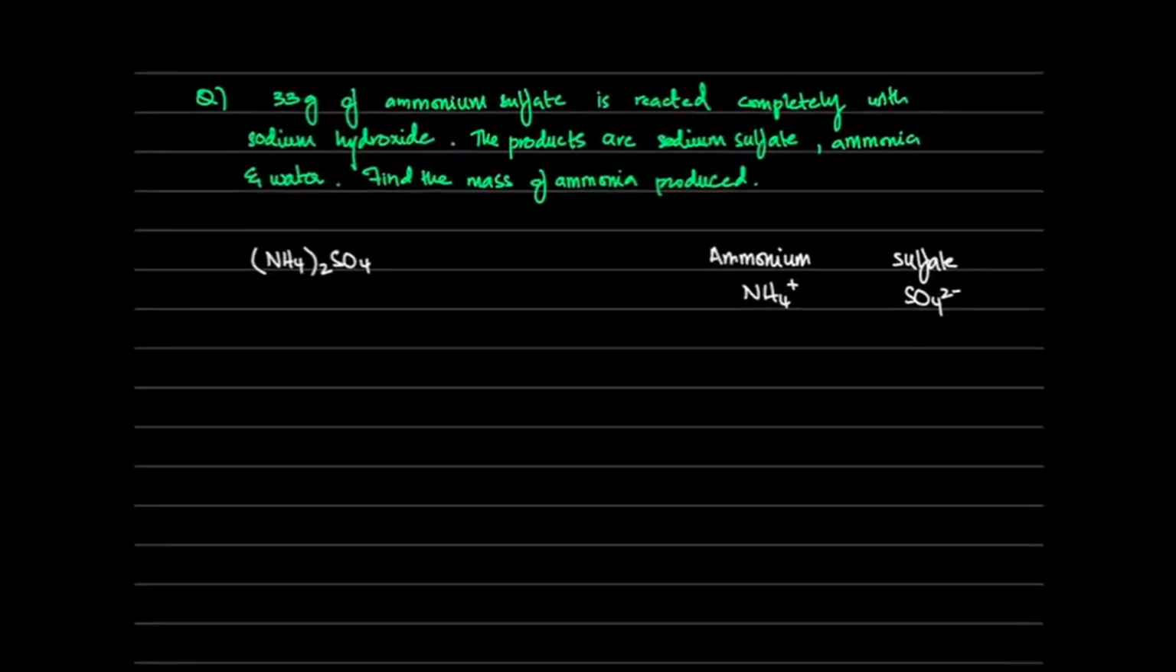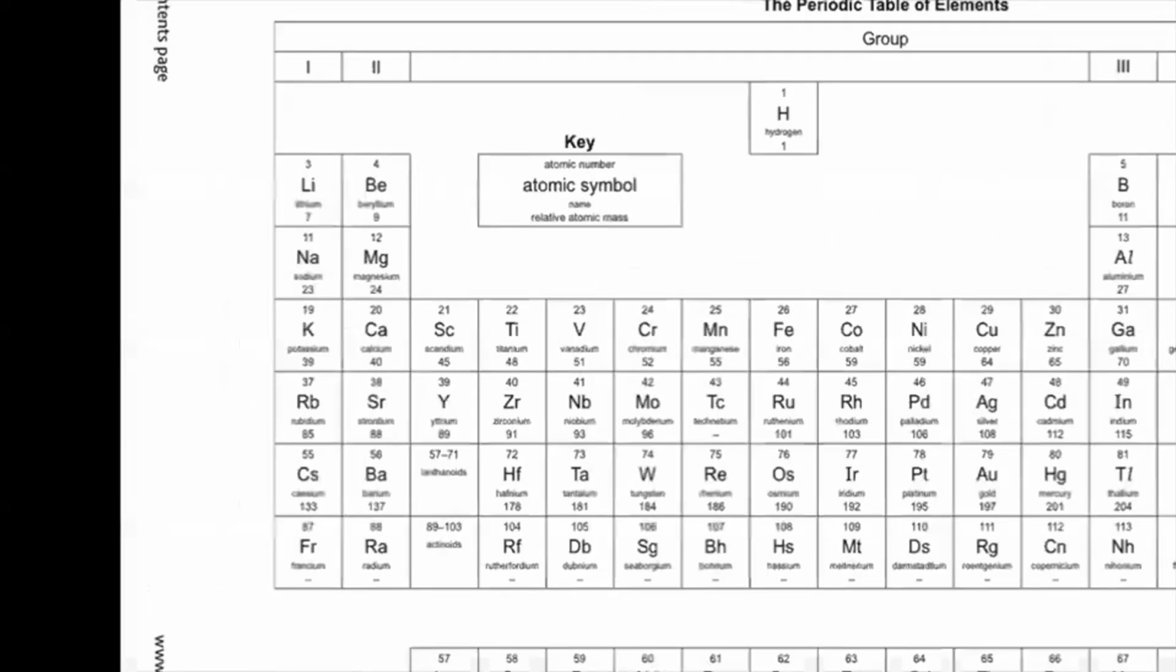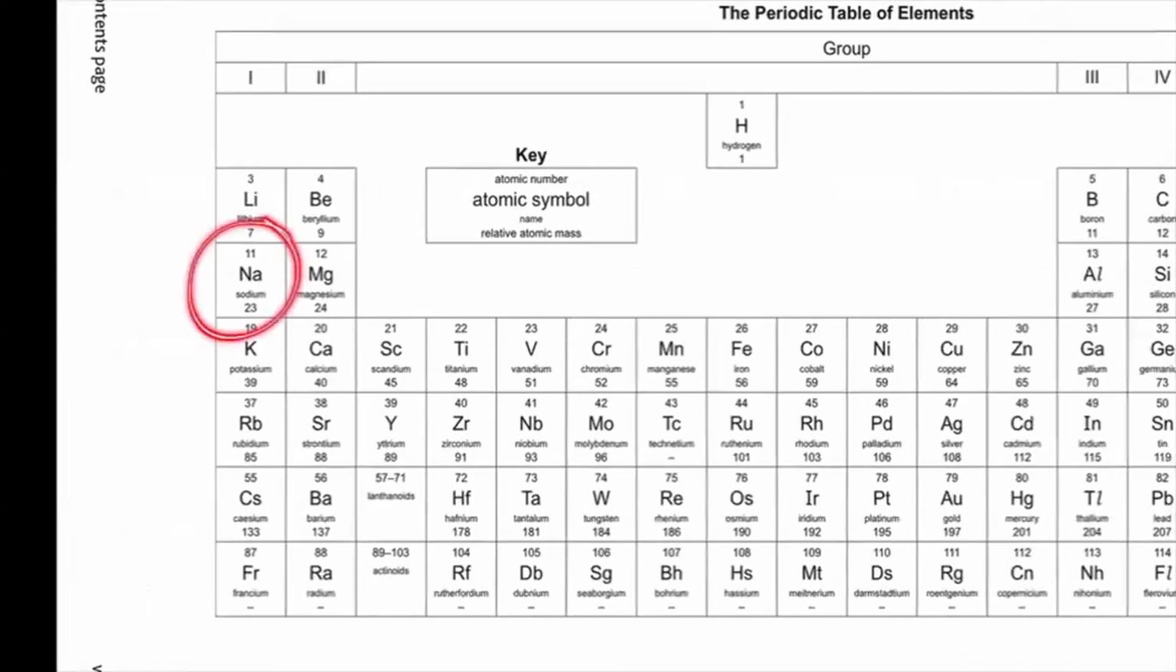Then what about sodium hydroxide? सोडियम पे क्या चार्ज होता है? सोडियम इज इन ग्रुप 1, तो उस पे क्या चार्ज होता है? ग्रुप 1 मेटल है, उसका क्या चार्ज होगा? It would be 1 plus. और हाइड्रोक्साइड क्या होता है? What is hydroxide? It's OH minus. So sodium is 1 plus and OH is 1 minus. तो sodium hydroxide क्या होगा? Sodium hydroxide would be NaOH. Okay, good.